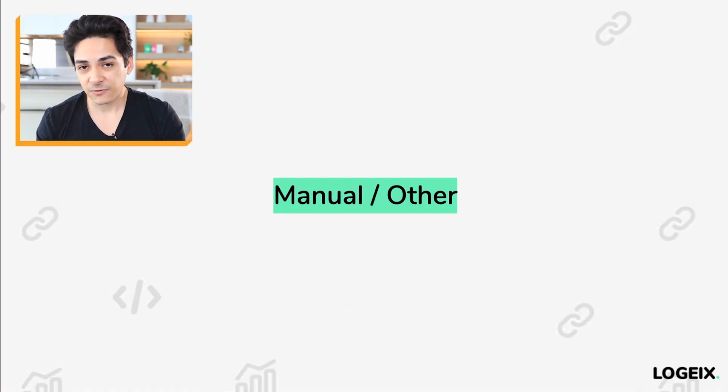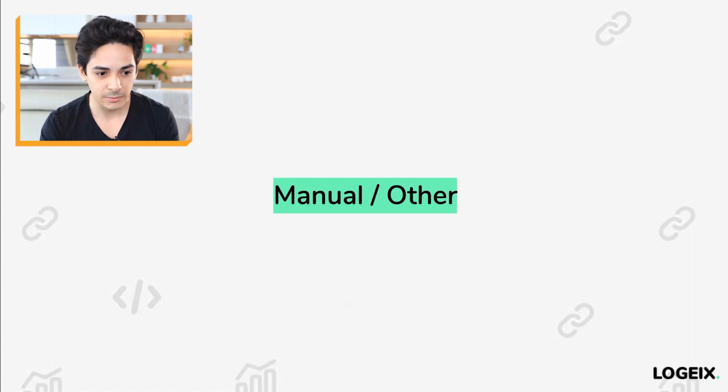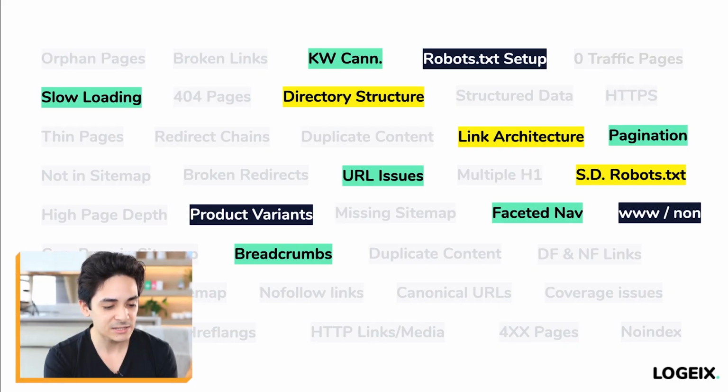And the final section for this video is manual and other tools that you use to check for things, usually just a spreadsheet or inspect element or something like that. Here's a few things that I like to look at for doing that. There's keyword cannibalization, robots.txt, slow loading, directory structure, and the others here. Let's go into them again, making this as quick as I possibly can.